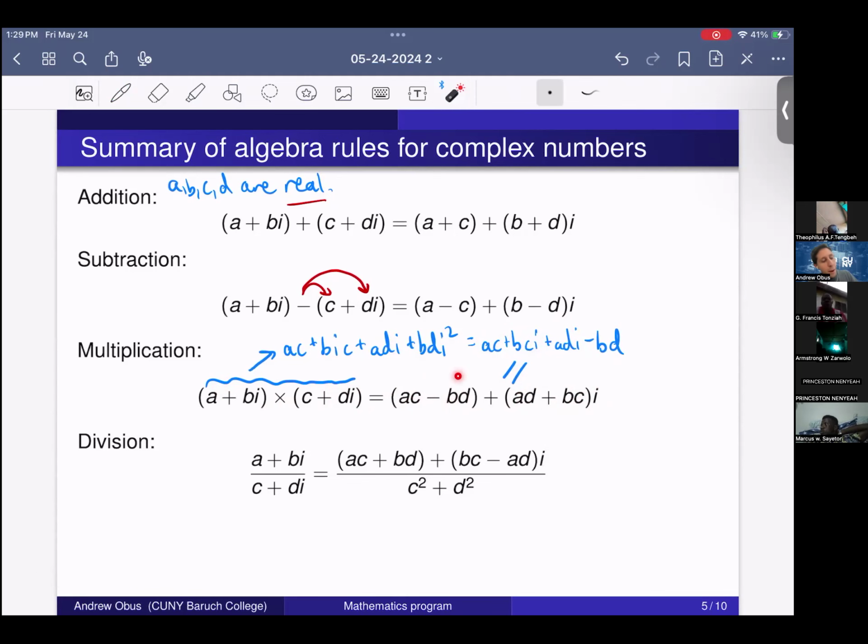But of course, don't memorize this formula. There's no reason to do it. If you have to multiply like 3 plus 2i times 5 plus 6i, you just do it by using the distributive law. You don't need to remember the actual formula. You can just do it out by multiplying each term and collecting your terms. And the only thing that you need to remember is that at some point, you're going to get an i squared. And that i squared, you have to remember to replace with -1. Instead of plus bdi squared, you're going to have minus bd.